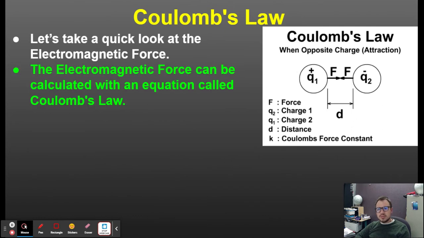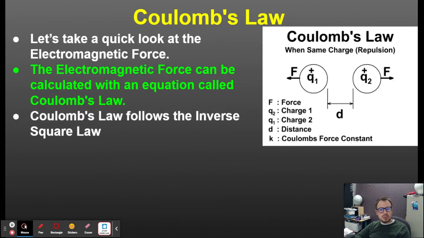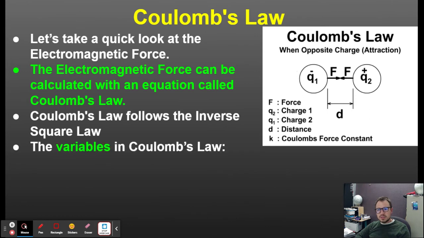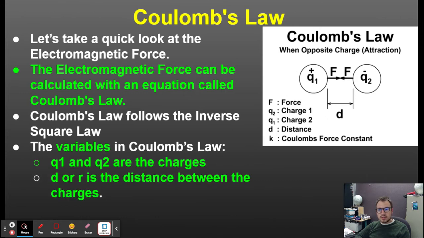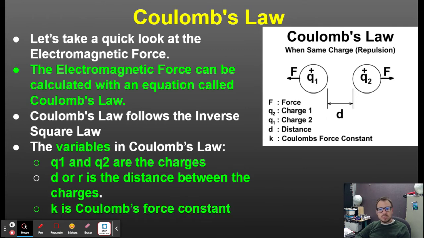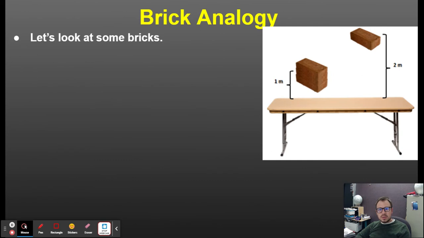So let's talk about the original question, what is Coulomb's law? Well, the electromagnetic force can be calculated with an equation called Coulomb's law. Coulomb's law follows the inverse square law. The variables in Coulomb's law are Q1 and Q2, which are charges, so they can be positive or negative, just like in the graphic off to the right. D or R, sometimes it's written as either, is the distance between the charges, and K is Coulomb's force constant.